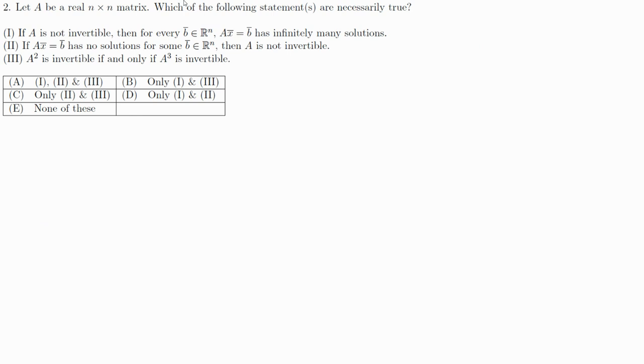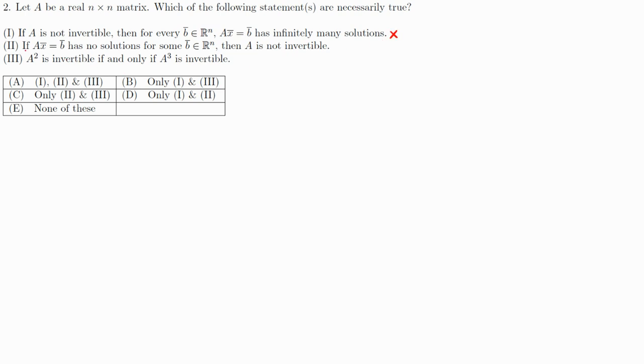Our next question, let A be a real n by n matrix, which of the following statements are necessarily true? So if A is not invertible, we know that there is no determinant, and if there's no determinant, there will be no solution. So if it's not invertible, it has no solution. So let's continue reading. Then for every B, element of Rn, Ax = b has infinitely many solutions. This does not seem right, because if it doesn't have any determinant, because it's not invertible, it will have no solution, not infinitely many solutions.